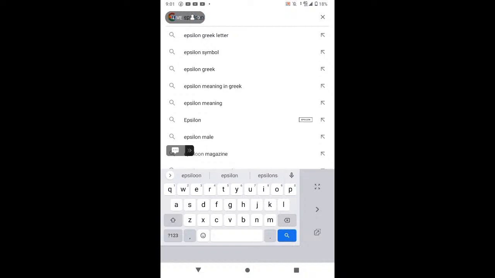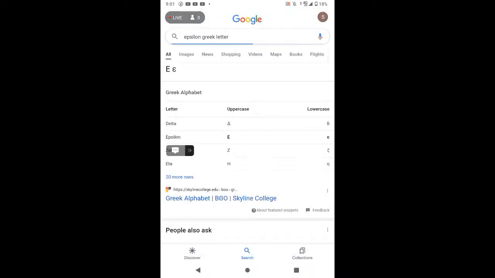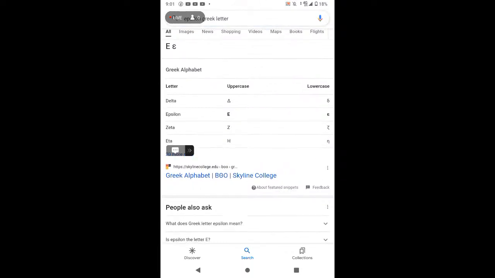Epsilon, Greek letter. Epsilon is the E. The P, little, and then the E equals pi epsilon.